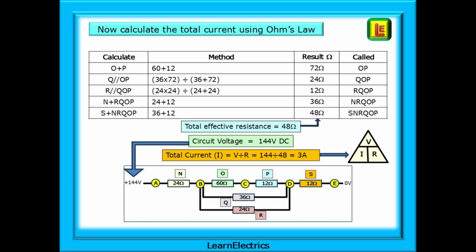Now calculate the total current using Ohm's law. We know that the total effective resistance is 48 ohms. We've just calculated it. We also know that the circuit voltage, the DC supply, is 144 volts. We were given that information. Using Ohm's law, the total circuit current, or I, is voltage divided by resistance. So we have 144 volts divided by 48 ohms and an answer of 3 amps.